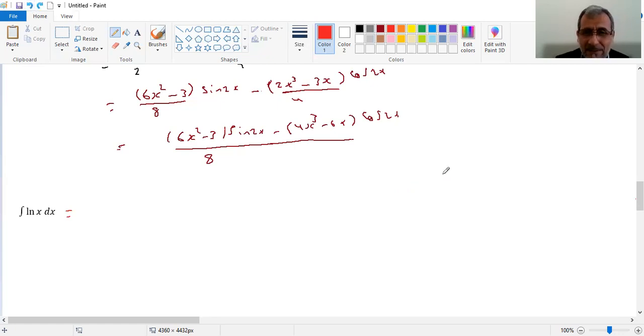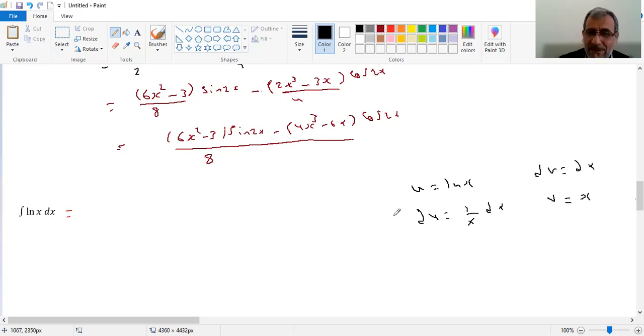u is equal to ln x, because we know the derivative. The derivative is 1 over x dx. Well, what is the dv? dv is 1 dx. The integral of dv is v, the integral of dx, x. So now uv, you multiply by v. So this is x ln x minus integral of v du. So we have 1 over x multiplied by x dx.